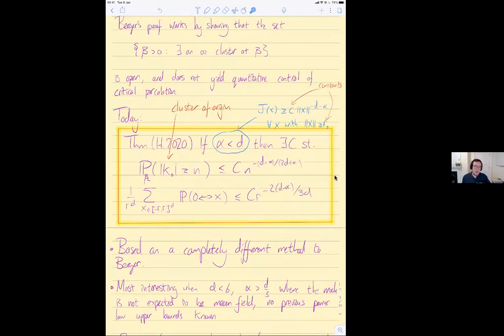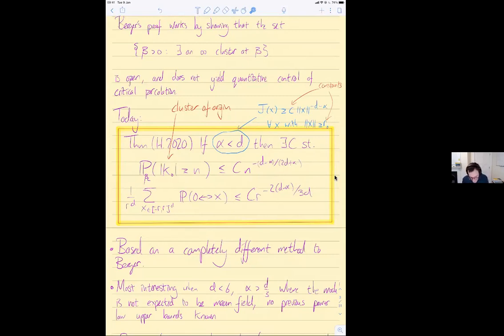Okay. So what I want to tell you about today is a new and completely different proof of Berger's theorem, which is quantitative and yields power law upper bounds on various things. So in particular, we get that, for the cluster at the origin, the probability that the cluster at the origin contains at least n vertices is bounded by some power of n. And similarly, we also get a power law bound on point-to-point connection probabilities, at least when you average over a box. So the average point-to-point connection probability over a box of size R is bounded by some number.